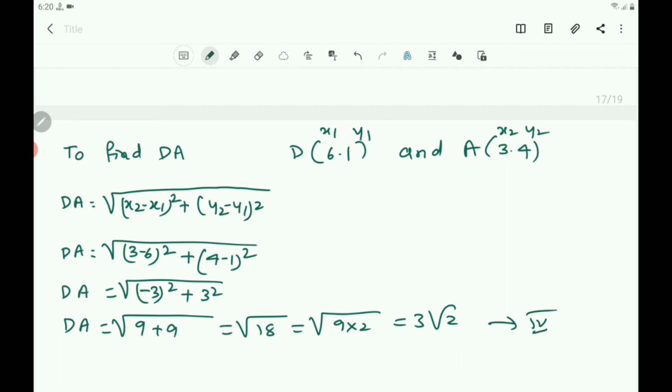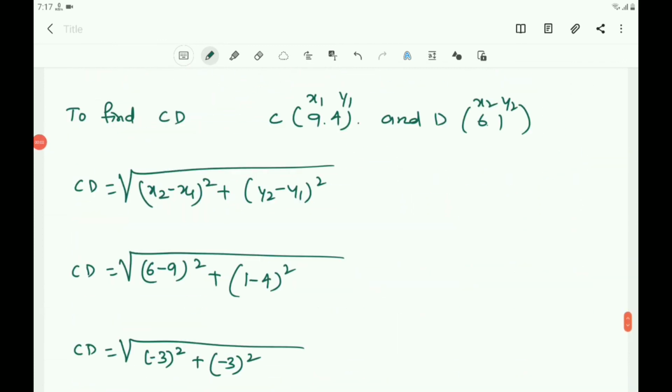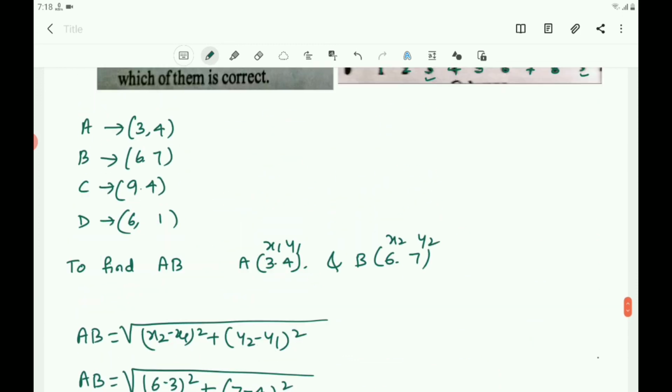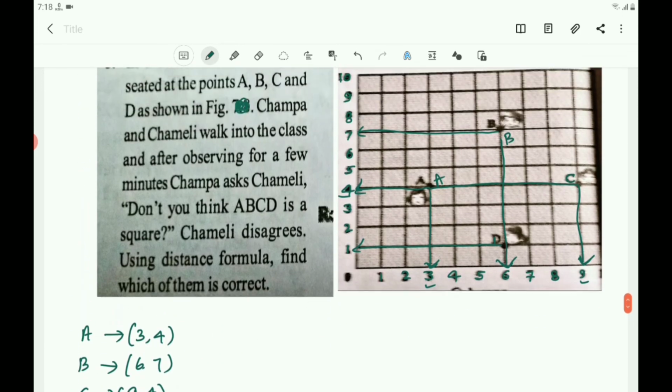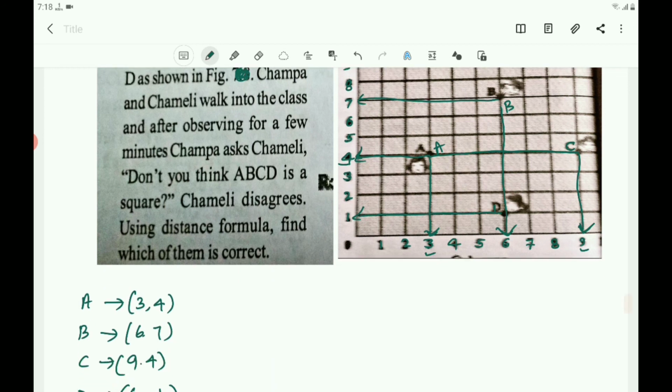Then from first, second, third, fourth, you observe that all are the same: 3 root 2, 3 root 2, 3 root 2, 3 root 2. Then also find the diagonals. Here you got AB, BC, CD, DA of the same length. If diagonals are equal and all the sides are equal, then you can conclude that ABCD is a square. Now you find AC and BD.